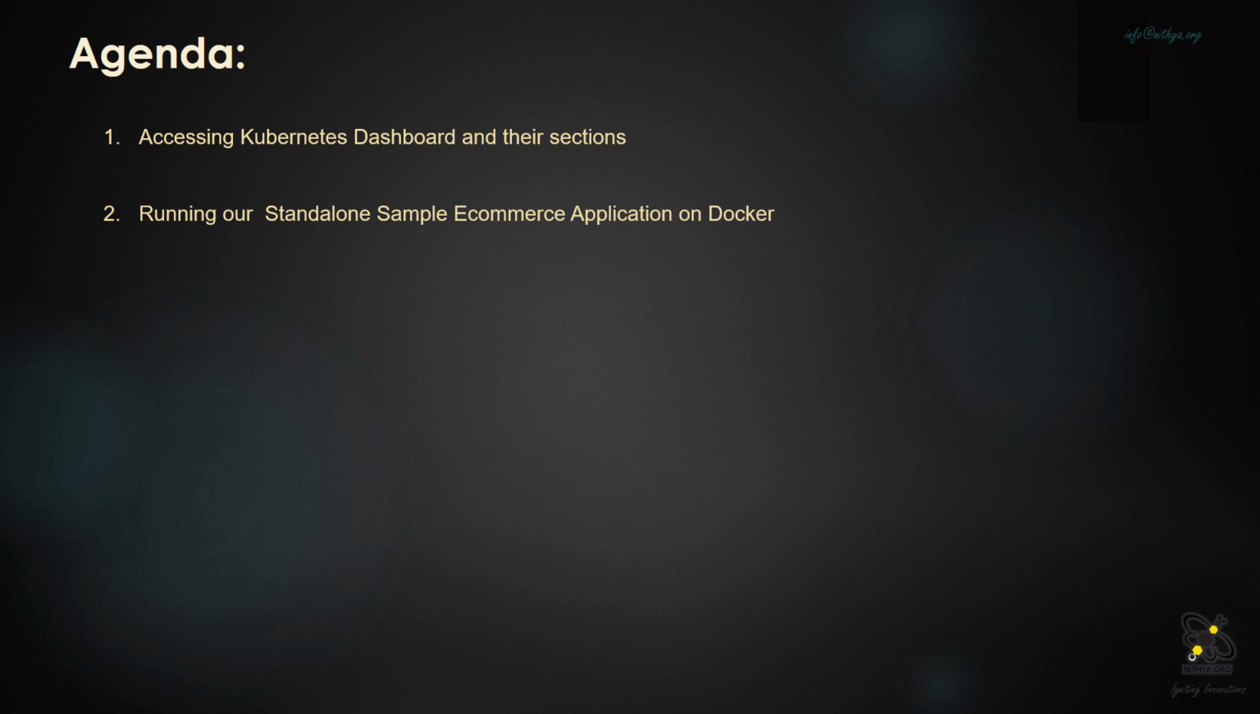And then we are going to run a standalone sample ecommerce application which is created by me. It's a small Angular 2 app. And also we are going to see how to run that app in our local Docker engine. Then once it's tested locally, we are going to push the same image to the Google Container Registry, that is gcr.io.